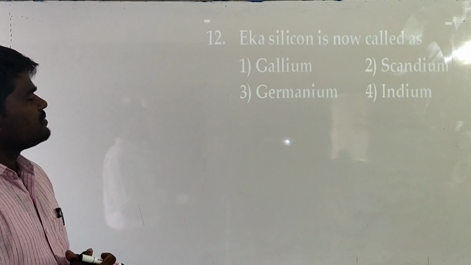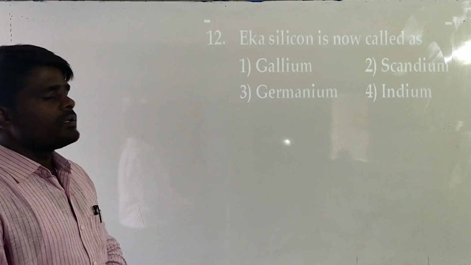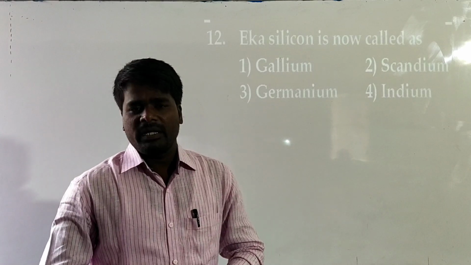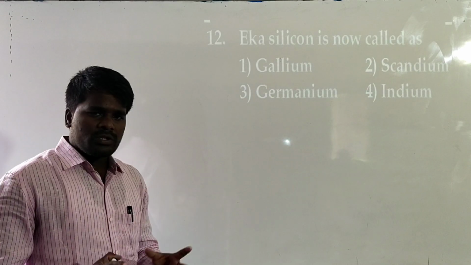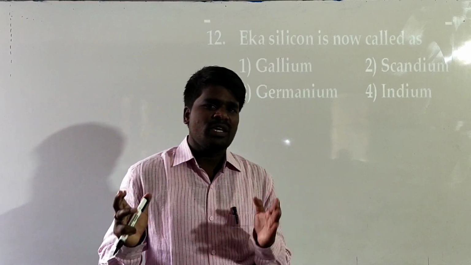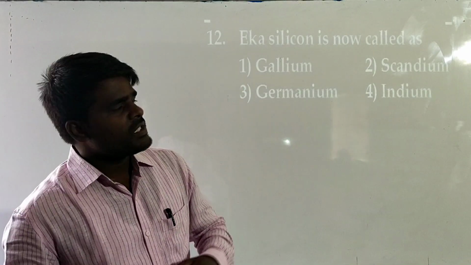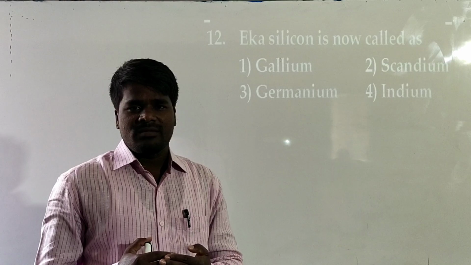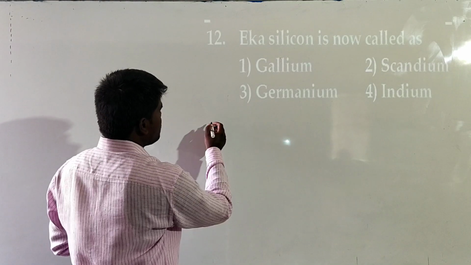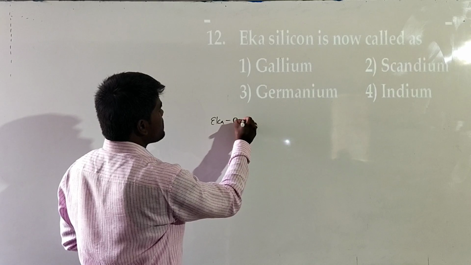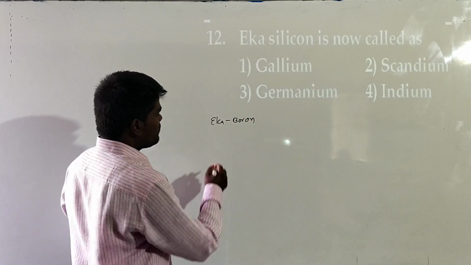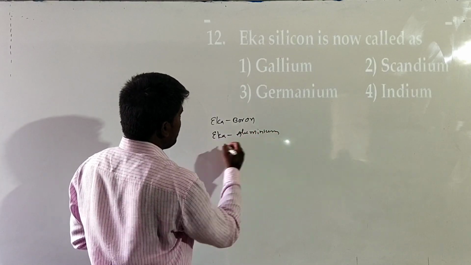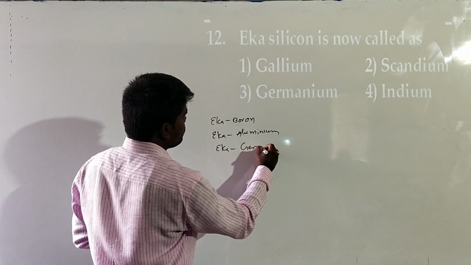Here comes our next question. Ecosilicon is now called. Right? In the merits of Mendeleev periodic table, we have studied that he had the foresight of discovery of new elements and left some gaps in his periodic table, which are named based on the element above which he left the space. He left the gaps below boron, which is called Eka boron, right? He left three spaces: Eka boron, Eka aluminium, and Eka silicon.